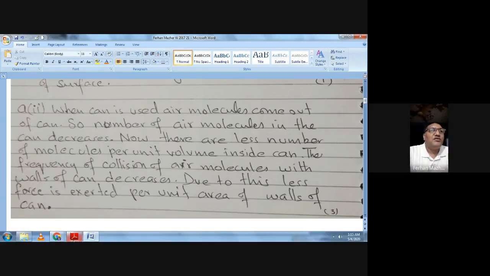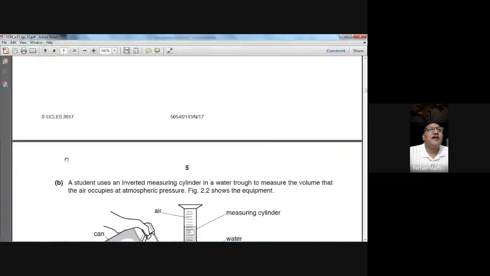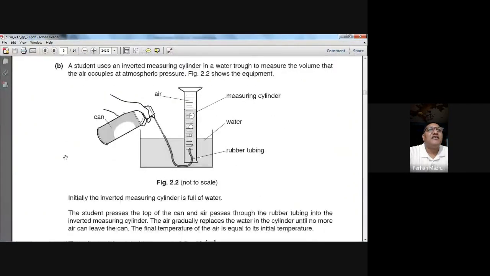Okay, so students, we are moving to the next part. This is the B part. It says a student uses an inverted measuring cylinder in a water trough to measure the volume that the air occupies at atmospheric pressure. Figure 2.2 shows the equipment.